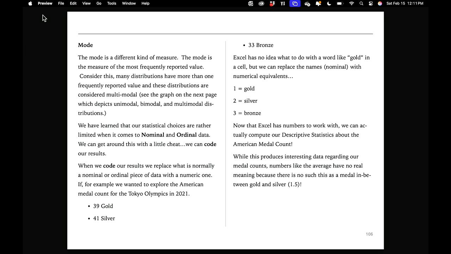Okay? This is actually nominal data, and we're going to mess with it by calling gold 1, silver 2, and bronze 3, and then we can do statistics on that. Naughty, but we're going to do it anyway. And then I ask you some questions about that, as to what we can gather from that information.